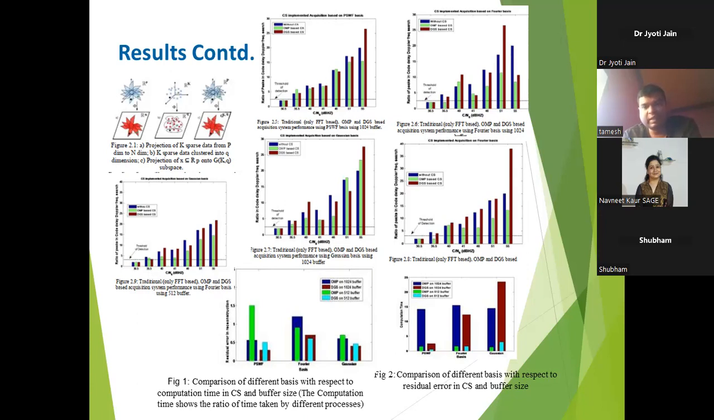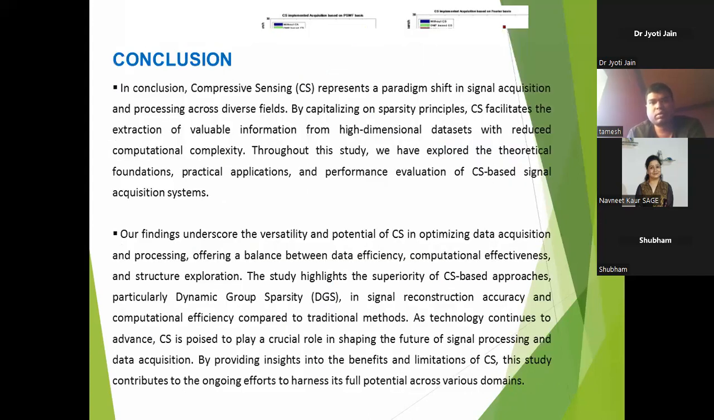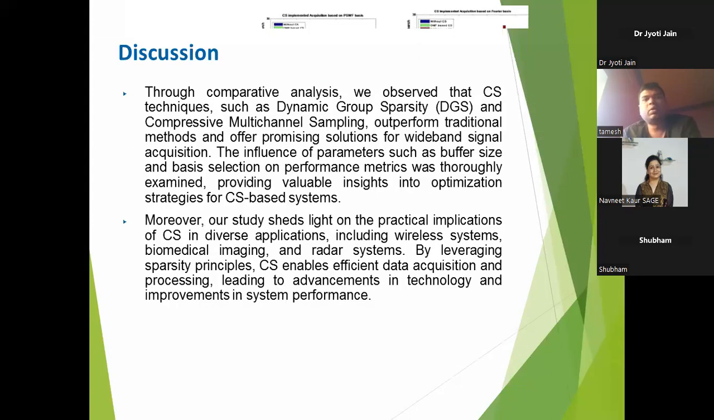So these are the comparison, and we can see that the red one actually has the highest value, and it is based on the dynamic group sparsity. So this dynamic sparsity has been done by the optimization technology.